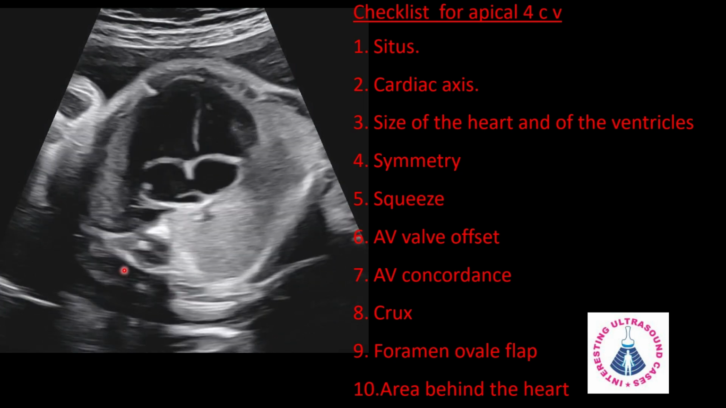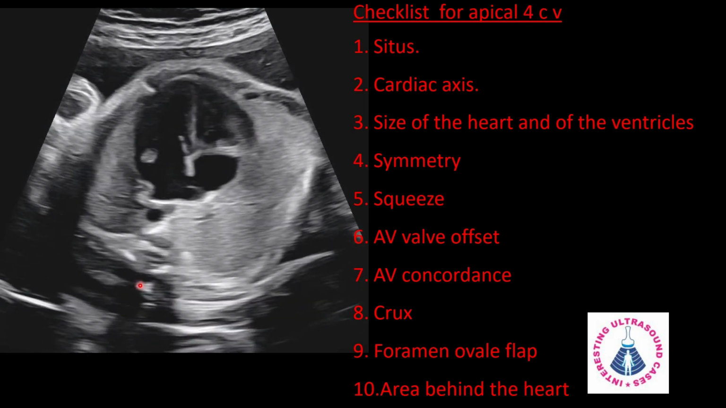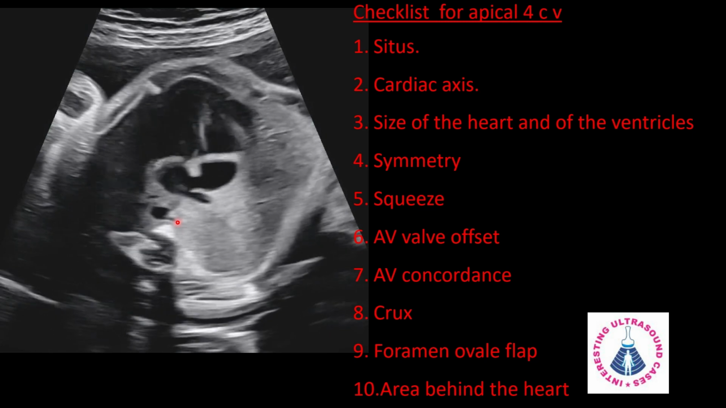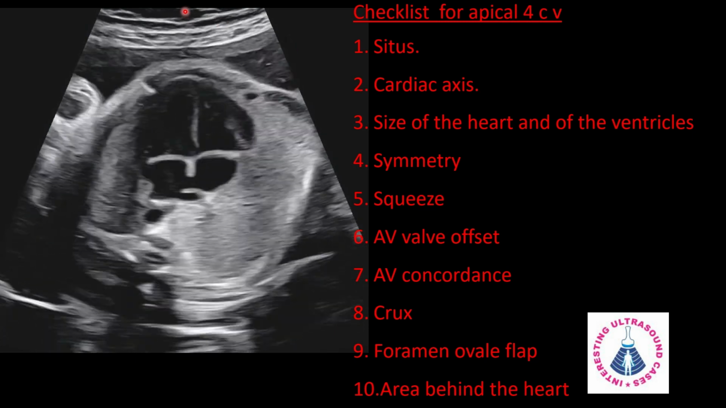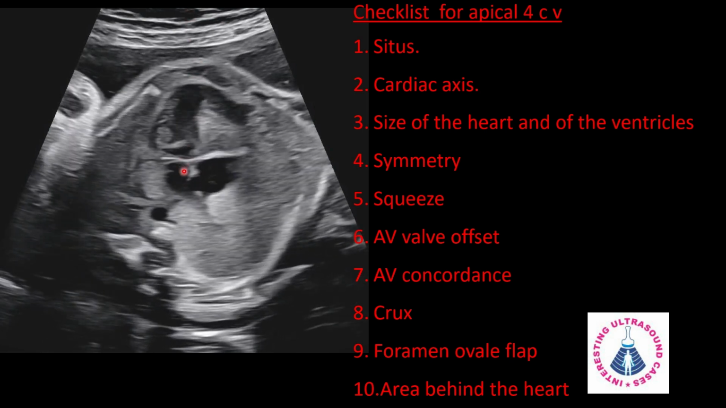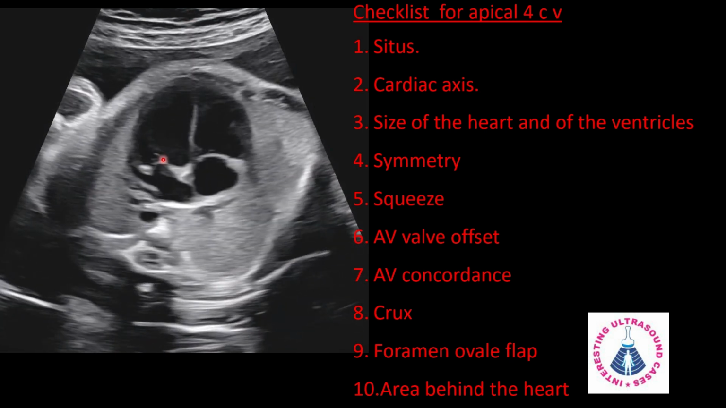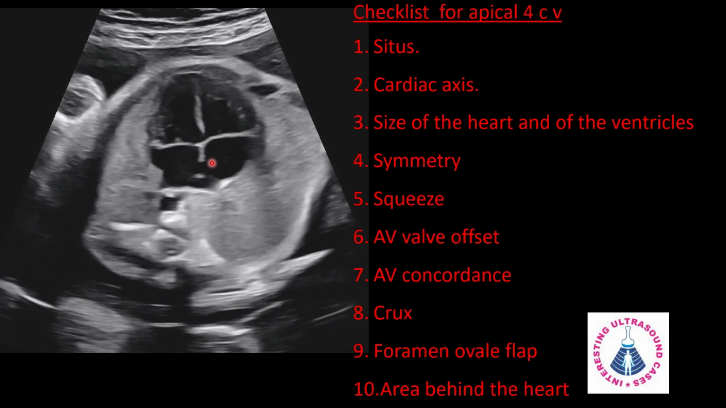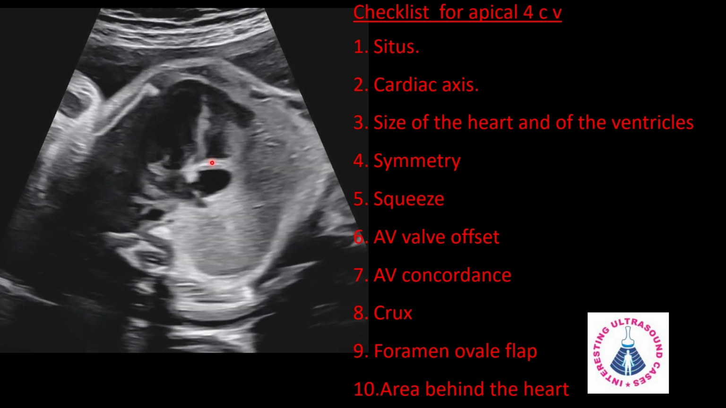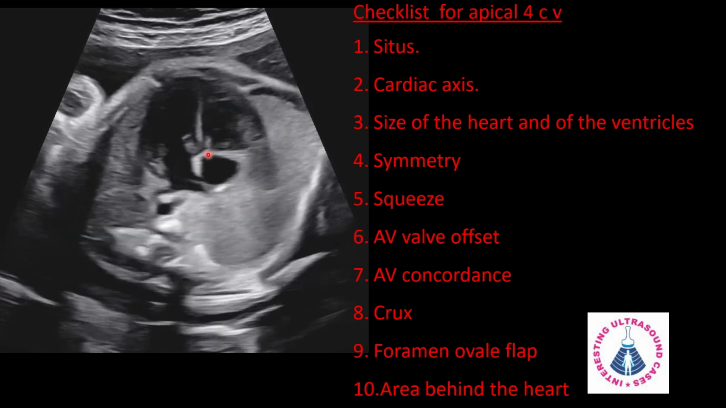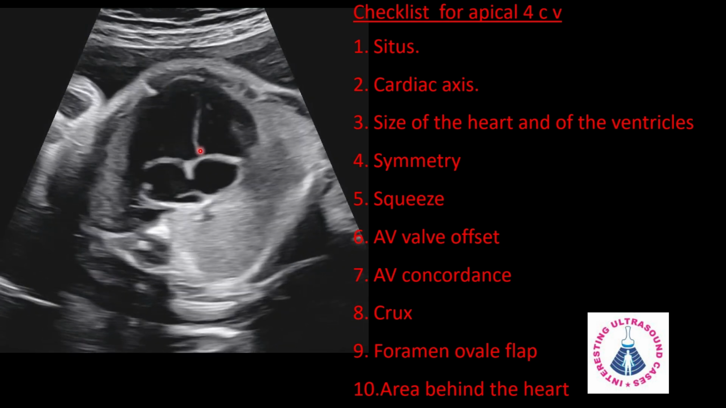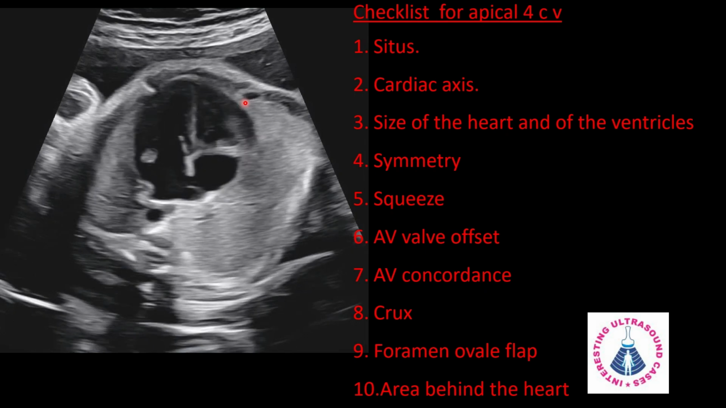It is measured by drawing two lines. The first line passing through the center of the spine to the sternum anteriorly. Another line passing through the interventricular septum of the fetal heart. These two lines form an angle. It is the cardiac axis. It is roughly 45 degrees plus or minus 15 degrees. So if it falls within this range, it is normal. Here it is normal.